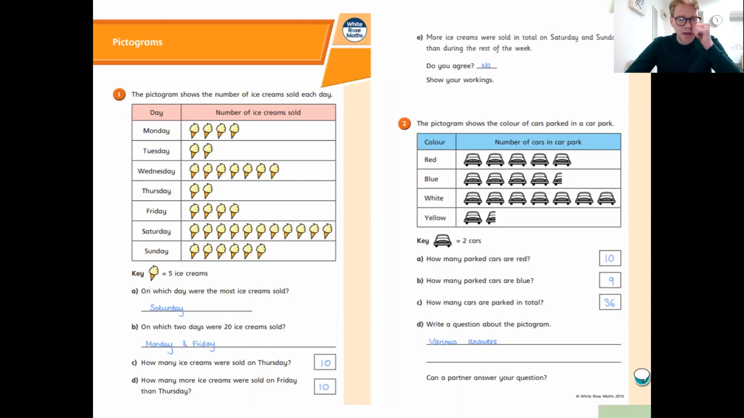Okay, thanks everybody. So here are your answers for today's learning. Well done on that. I'm sure you're getting on really well with your pictograms. And like I said earlier in the video, this is something you could maybe do at home. You could make a pictogram for your video games. You could do pictograms for your toys. See what you come up with.